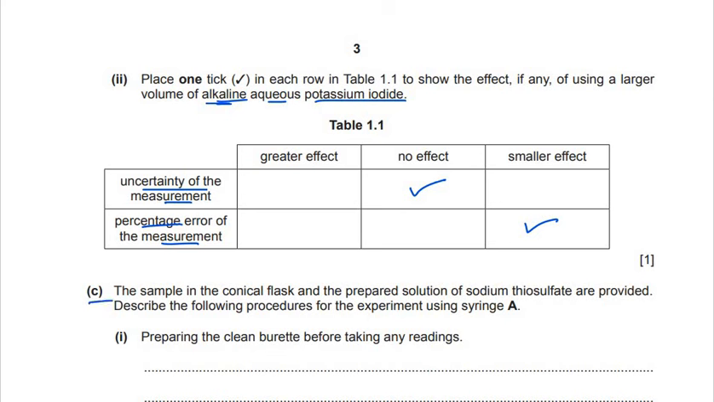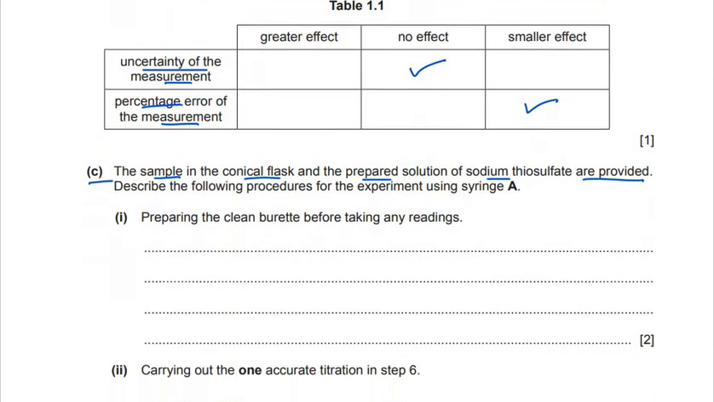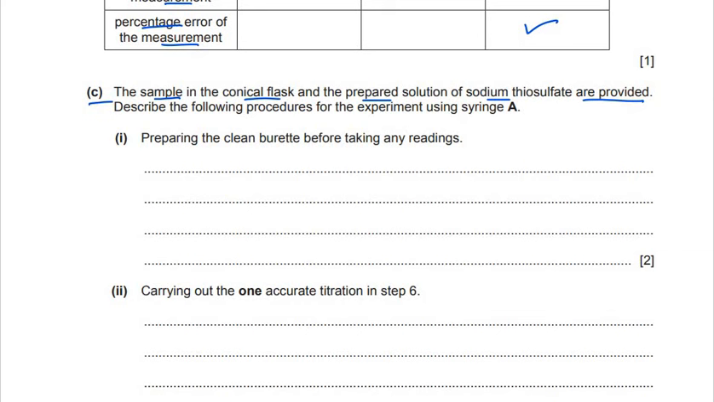So here, let's go ahead with the next part. It says, the sample in the conical flask and the prepared solution of sodium thiosulfate are provided. Describe the following procedure of the experiment using the syringe A. And the sub part is preparing the clean burette before taking any reading. So what exactly is asked? Let's understand that. We are already having the sample of the river water in the conical flask. We also have the solution of sodium thiosulfate ready. Now describe the following procedures for the experiment when we are using the syringe A.